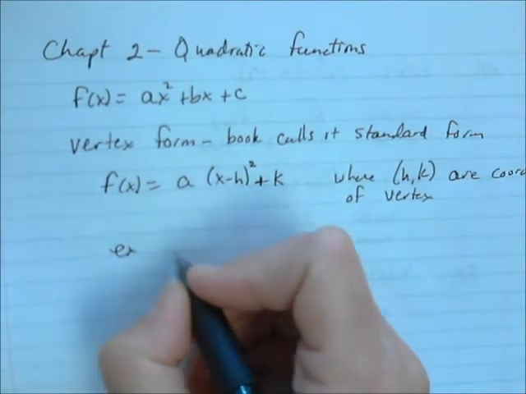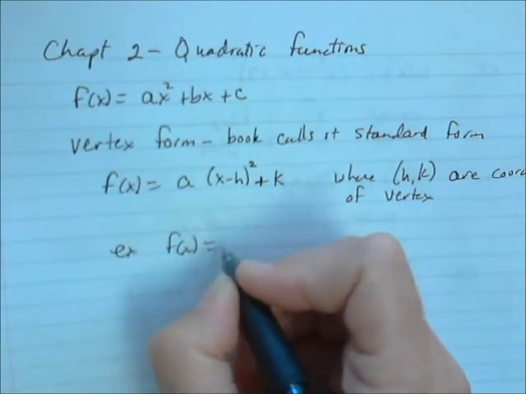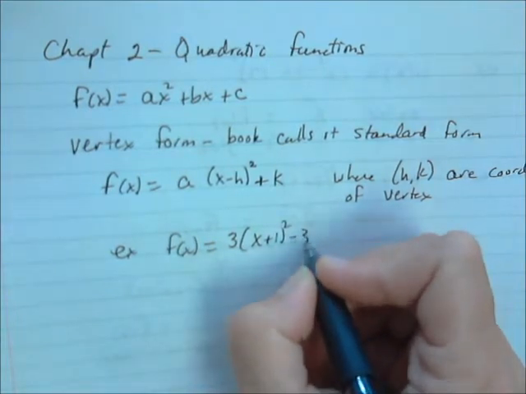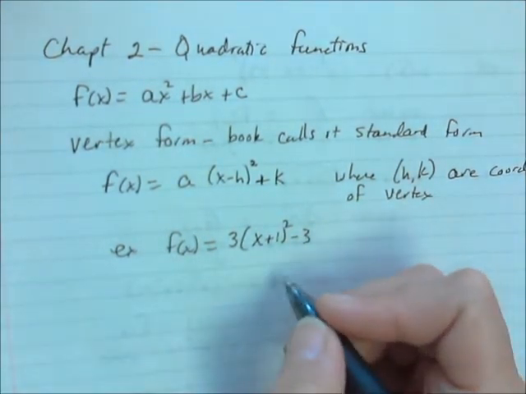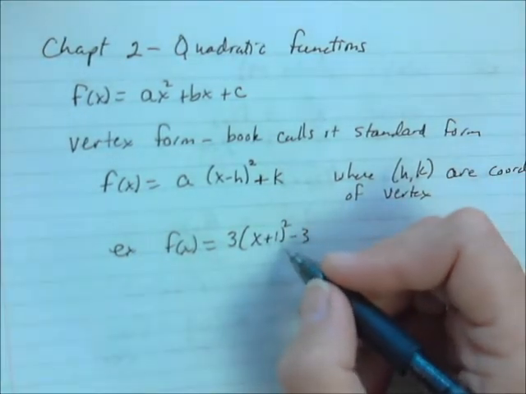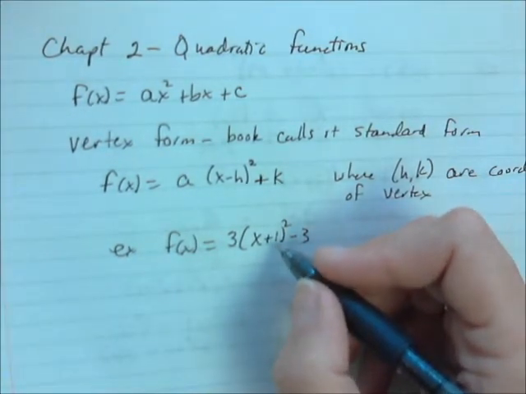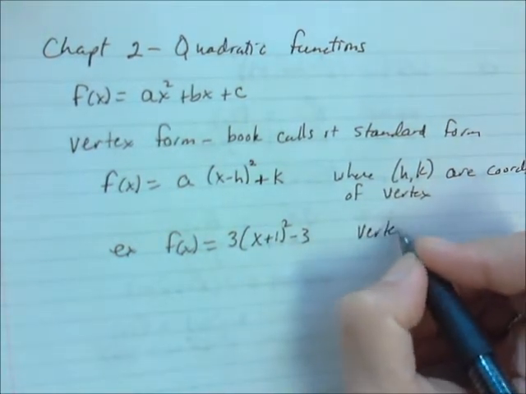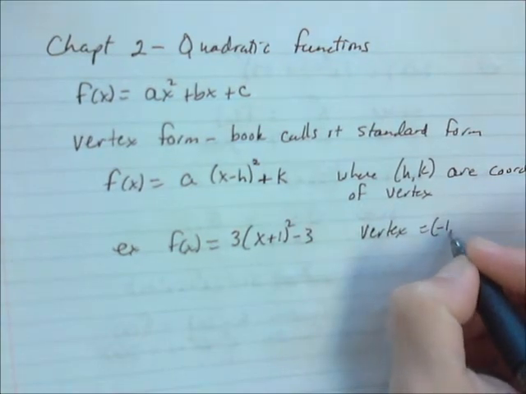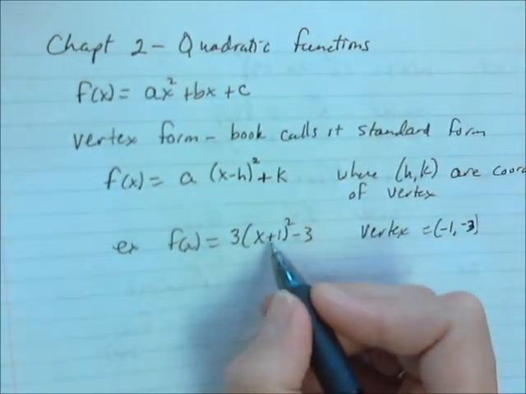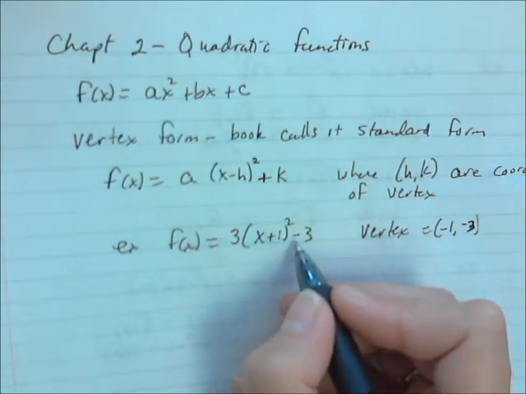For example, if I have f of x is equal to 3 times x plus 1 squared minus 3, you'd be able to graph this pretty quickly from the last chapter, but you could immediately identify the vertex of this parabola as -1, -3. Because you know this has been shifted to the left by 1 and down 3.